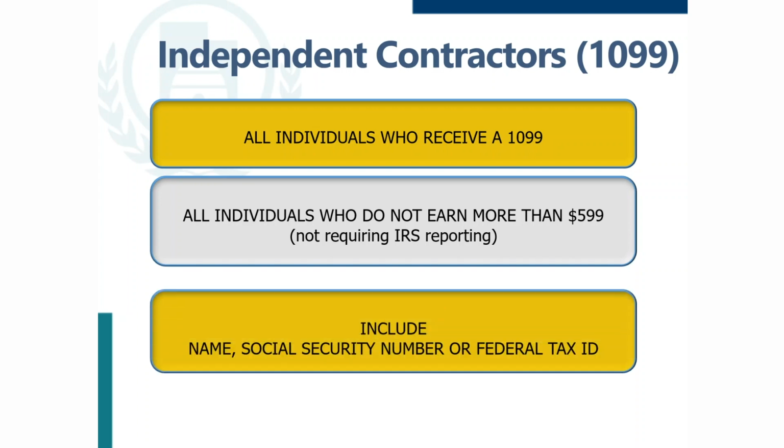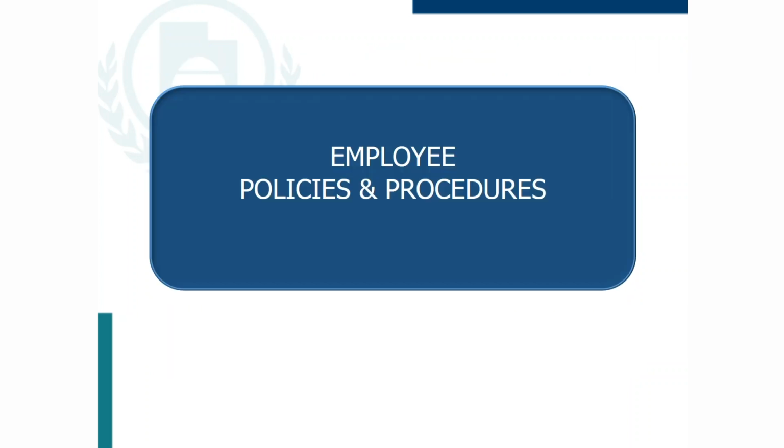Please make sure that you include their name, their social security number, or their federal tax ID. Whatever number they have provided you for earnings reporting, that's what you need to provide to us. When we're looking at your independent contractors or your 1099 employees, what we are looking for here is, are you hiring or contracting with anybody that is a post-retired employee? Because just as a side note, post-retired laws apply to everybody regardless of how you're compensating them.